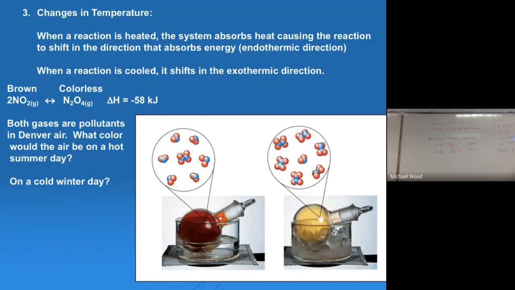In Denver air, what color would be on a hot day? Okay, so on a hot day, so this is the reaction. We've got two NO2 gas in equilibrium with N2O4 gas. And the delta H is negative. So that means energy is over here. So on a hot day, that means the temperature went up. So in my principle here, I added temperature. So I'm going to go away from temperature. Since temperature is over here, that means it's going to shift to the left. Which means on a hot summer day, this is the brown color. We're going to have more of a brown cloud.